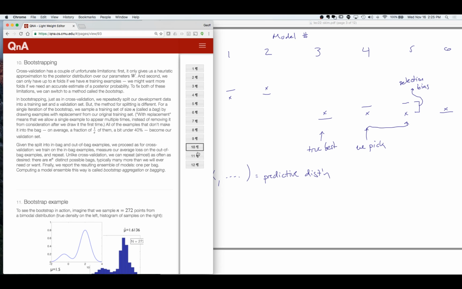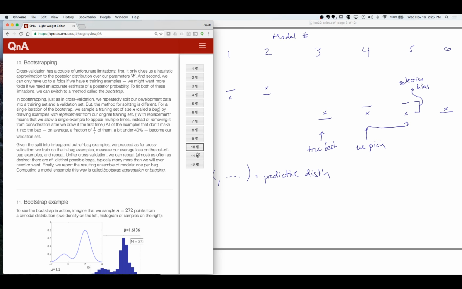Now, you might think that you'd never want to go beyond that number of folds, but in fact, sometimes you do if you want an accurate estimate of the posterior probability of some event, like if you want to, for example, get very accurate estimates of where the ends of your credible interval are, then you might want more than n folds. So to reduce or fix both of these problems, we'll switch to the bootstrap.